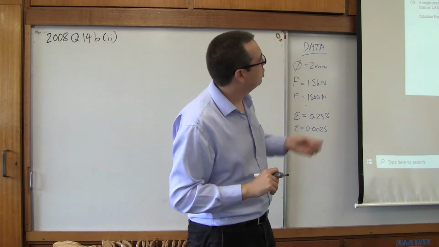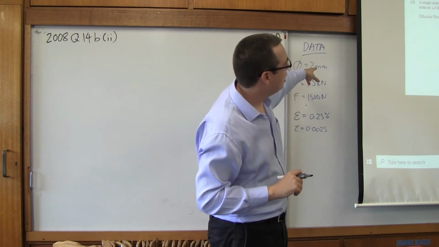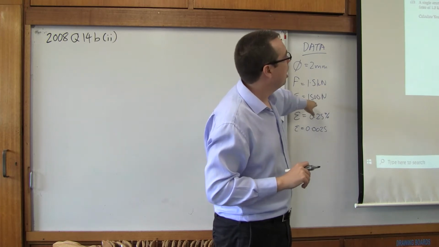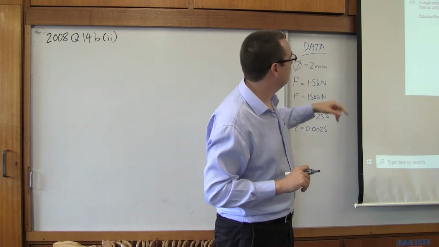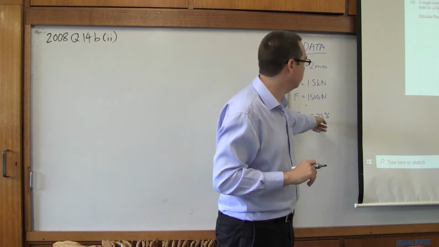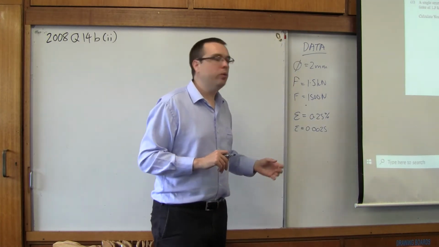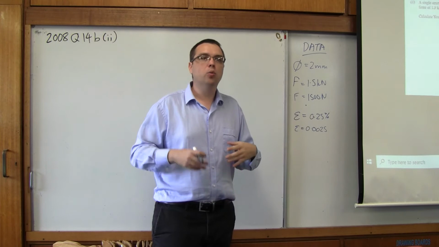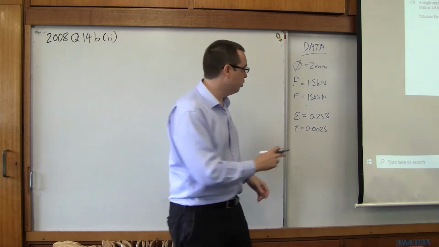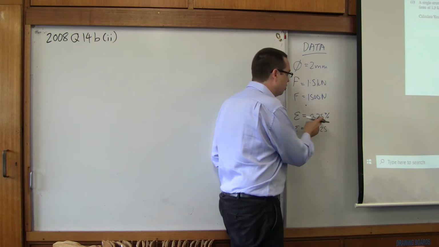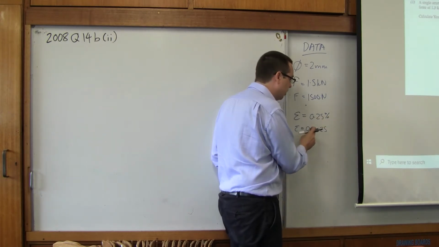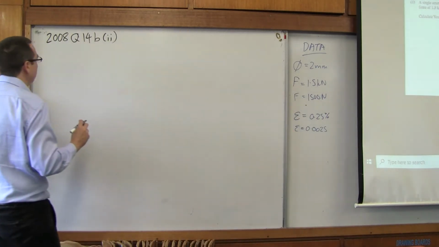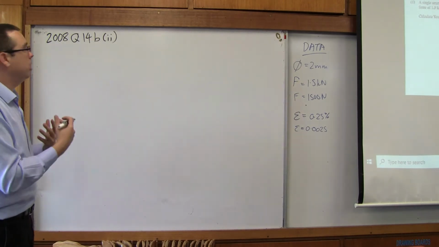A single strand of cable is 2 millimeters in diameter. The strand is loaded with a force of 1.5 kilonewtons. We're going to use newtons. And the strain is this number. Now, when we say a quarter of a percent, you've got to remember that strain is a number, and so 1% would be 0.01. So 0.25%, or quarter of a percent, is going to be written as that number. Are we all okay with that? Excellent, okay. So you could write 0.25 and then divide by 100 to get that number.